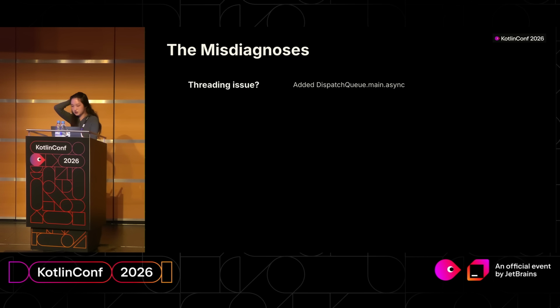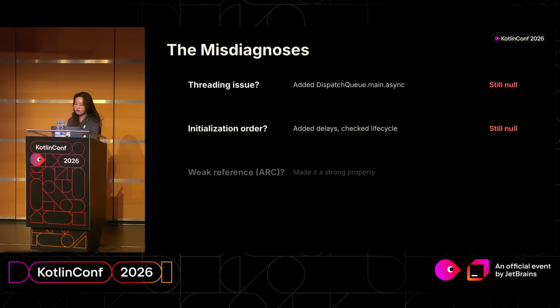Let me walk you through our misdiagnosis. First, we thought it was a threading issue. Added DispatchQueue.main.async. It was still null. Then initialization order. Maybe the view model loads before the app delegate finishes. Edit delays, check the lifecycle. Injection happens first, and it was still null. Then I thought ARC was releasing the delegate, made it a strong property, still null.